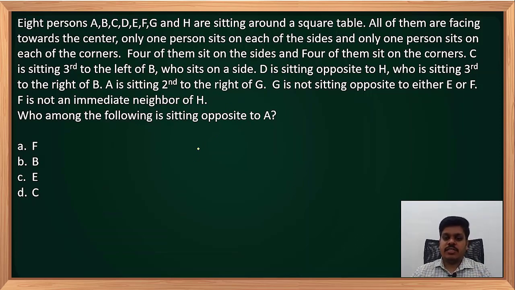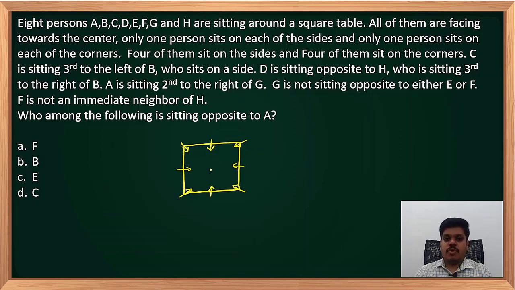It is given, it is a square table. So we can draw a square table as it is. And all of them are facing towards the center. Only one person sits on each of the sides and only one person sits on each of the corners. That means this is the position. 4 persons are sitting on the sides and also 4 persons are sitting on the corners, these corners. So a total of 8 positions are there.